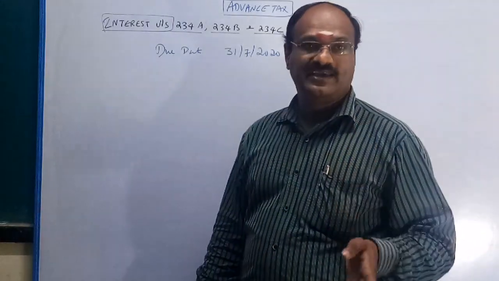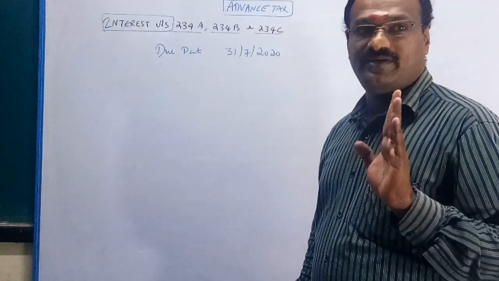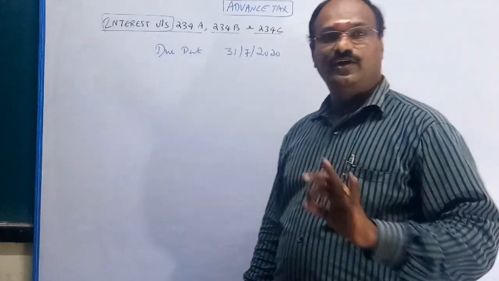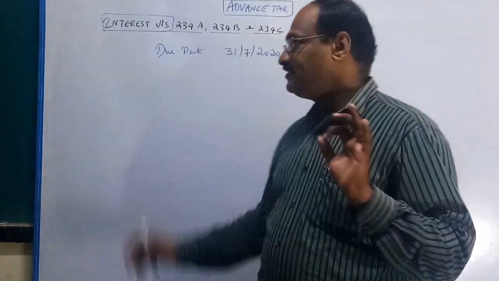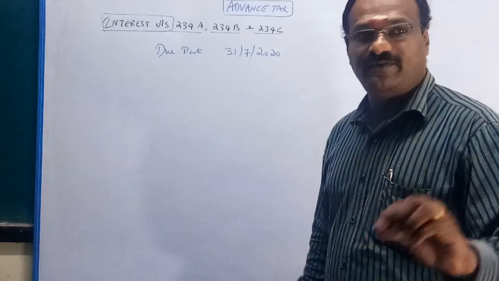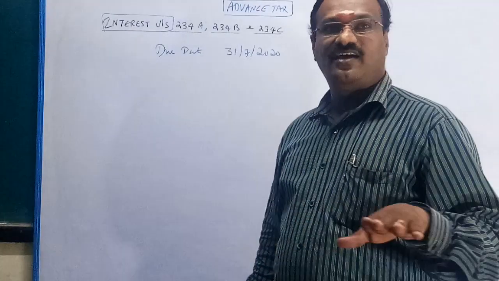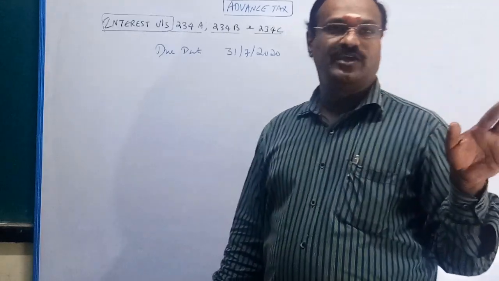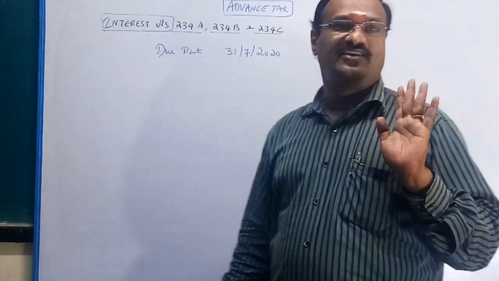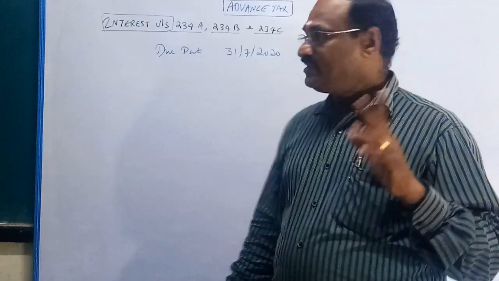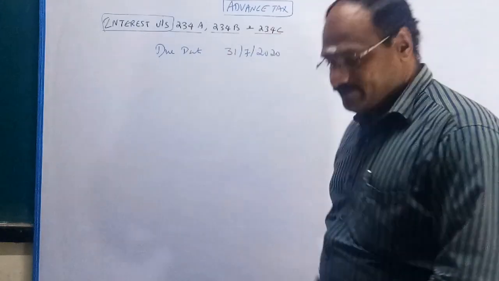Okay, but in practical, they extended to November. Current year they extended to November. This is just for theoretical purpose I am telling. Practical is different from theoretical. Theoretical is always individual 31st July. In case of company, September 30 last year. So due date is 31st July.